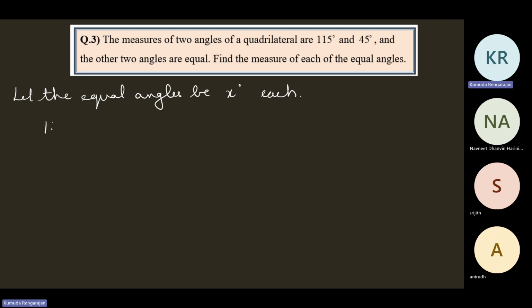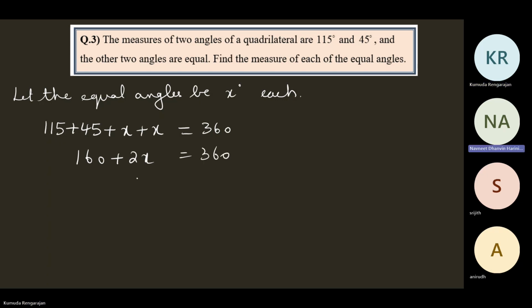So the first angle is 115. The second angle is 45. The third angle and the fourth angle, they're equal. So plus x plus x. The sum of the 4 angles should be equal to 360 degrees. So 160 plus, what is x plus x? 2x. 2x is equal to 360.